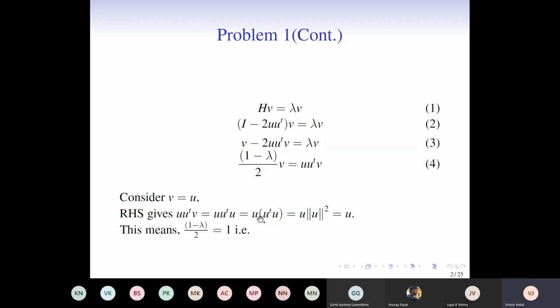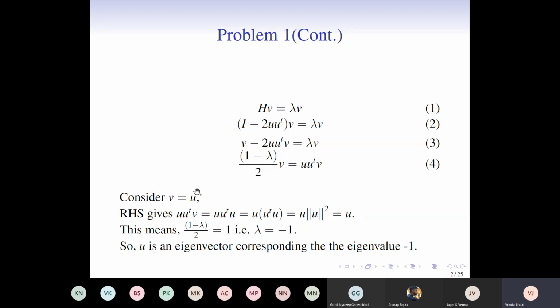So this means that we were trying to find lambda dash and V such that V is an eigenvector of UU transpose and lambda dash was this. So lambda dash comes out to be 1 because we get UU transpose times V is equal to V. So we have 1 minus lambda by 2 is equal to 1. Solving this, we get lambda equal to minus 1. So this gives us one pair: for lambda equal to minus 1, lambda is an eigenvalue of H and the corresponding eigenvector is U.